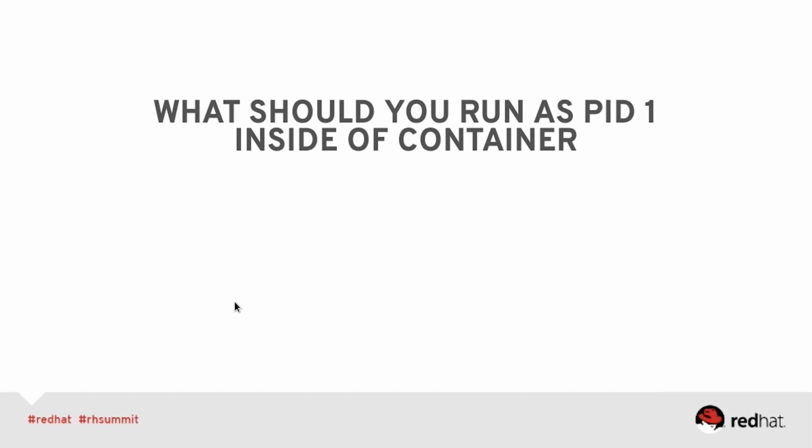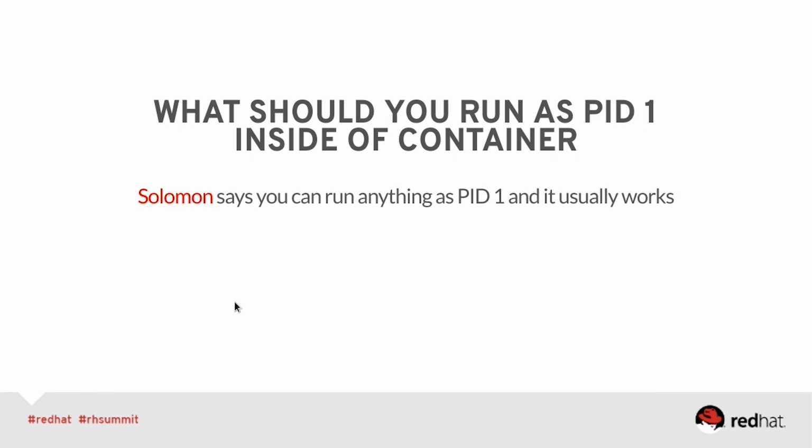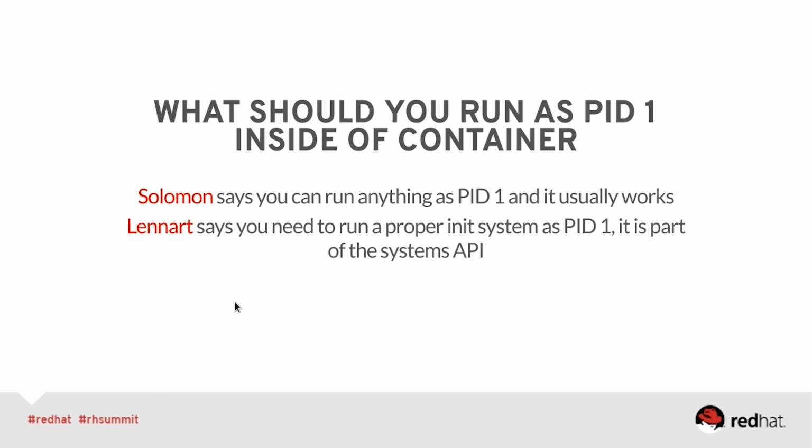So here is the big controversy. What do you run as PID1 inside of your container? Solomon says you can run anything as PID1 inside of your container. And he says I can prove that because people have run millions and billions of containers with any random thing as PID1 inside of the container. So he's right, except that things break when you don't run a proper PID1 inside a container. Leonard says that you need to run a proper init system as PID1. He basically says that PID1 inside of a system is a protocol that applications in Unix or Linux expect to have happen.